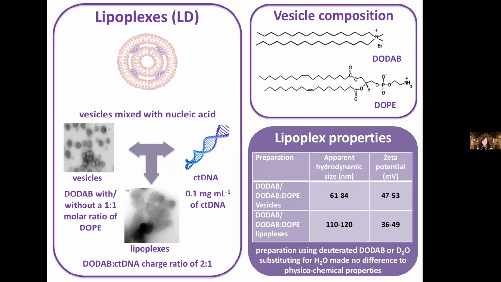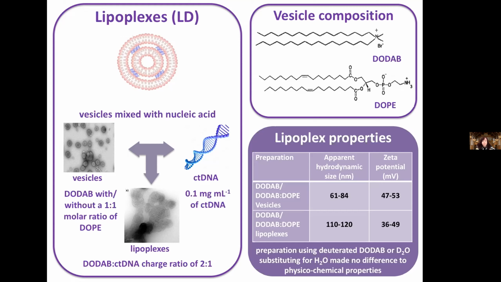Lipopolyplexes are formed really easily by preparing vesicles containing a cationic lipid, and you can see on the right-hand side we've got the DODAB, which is the cationic lipid I'm talking about today, with or without the presence of the helper lipid DOPE. You make the vesicles, interact with nucleic acid, which is here cDNA, and you get the lipoplexes formed really easily. As you can see, they're small spherical structures that consist of bilayers of lipid. Between each bilayer is a water layer in which the DNA resides.